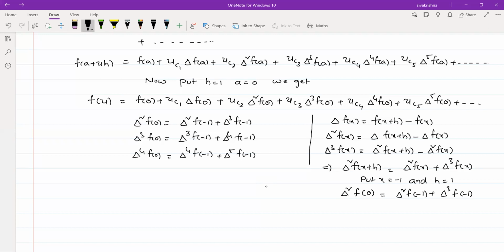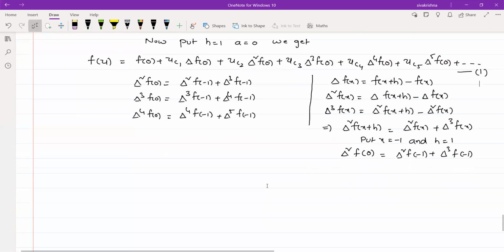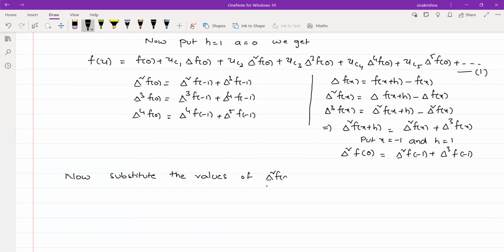It means we have to treat the above equation as equation 1. Okay. Now we have to substitute these values in equation 1. As I am writing, now substitute the values of delta square f of 0, delta cube f of 0, delta power 4 f of 0, and so on, in equation 1.